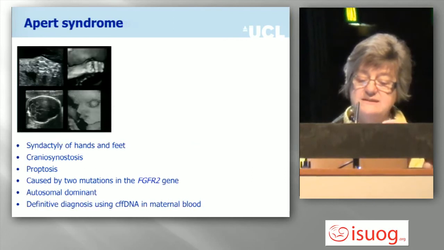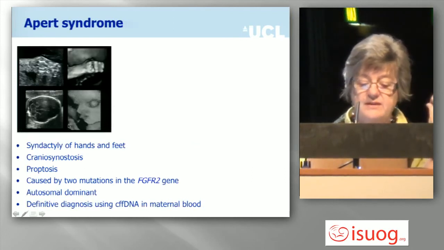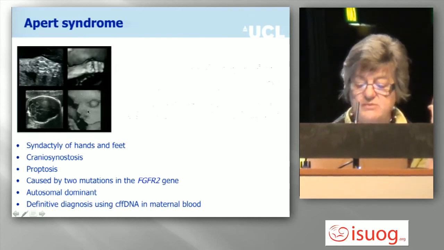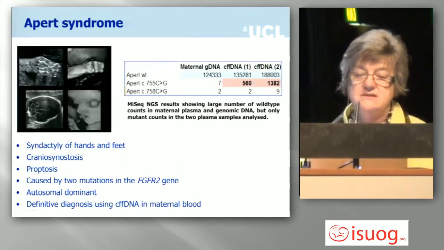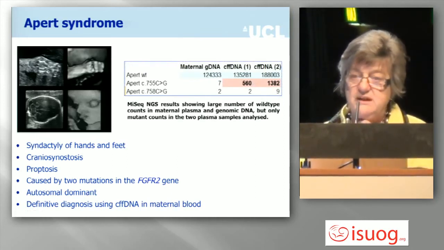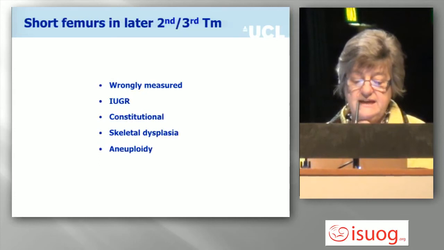The other thing you might see is the mitten hands of Apert syndrome here in 2D or 3D, when you need to look then at the skull to look for craniosynostosis or proptosis here. This is a dominant condition, again, which we can make the diagnosis of on mum's blood by doing cell-free fetal DNA analysis.